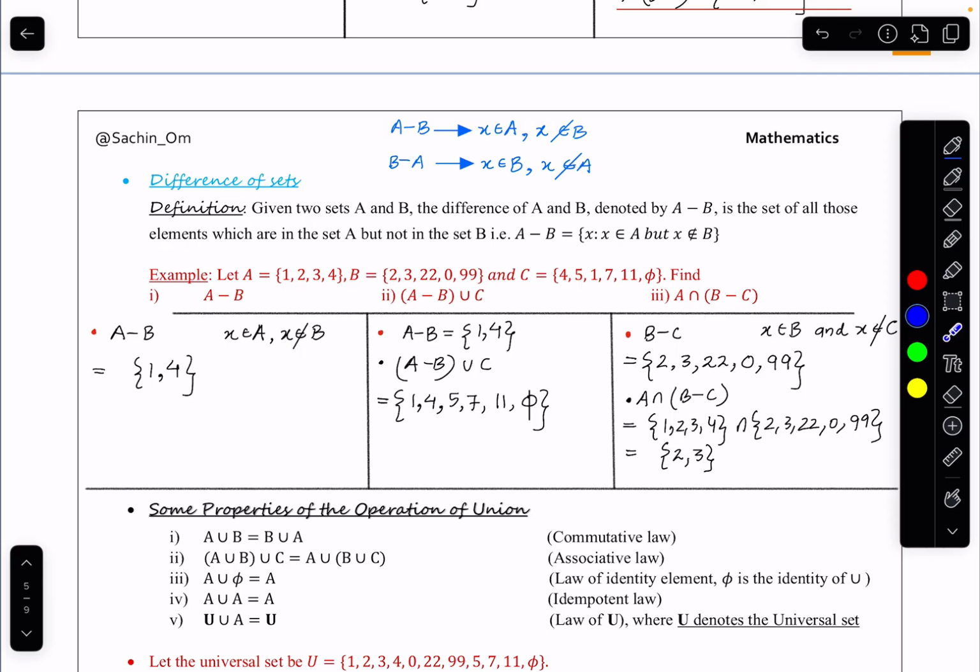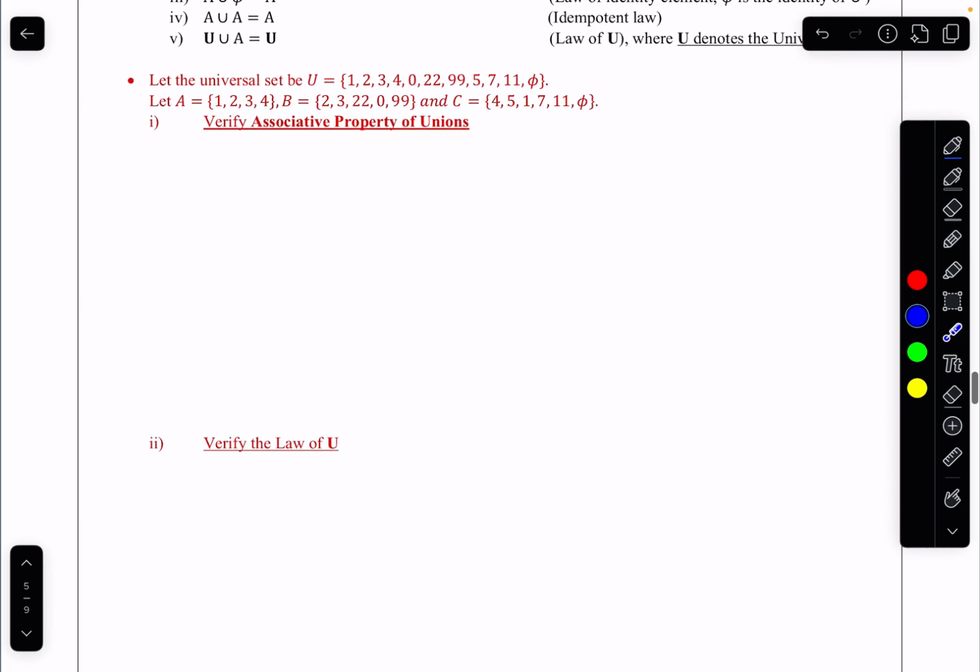Now let's look at some properties of union of sets.